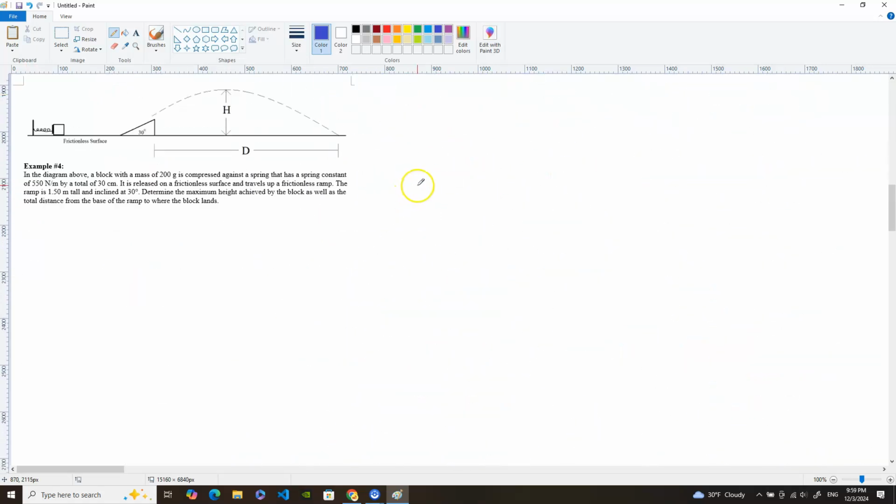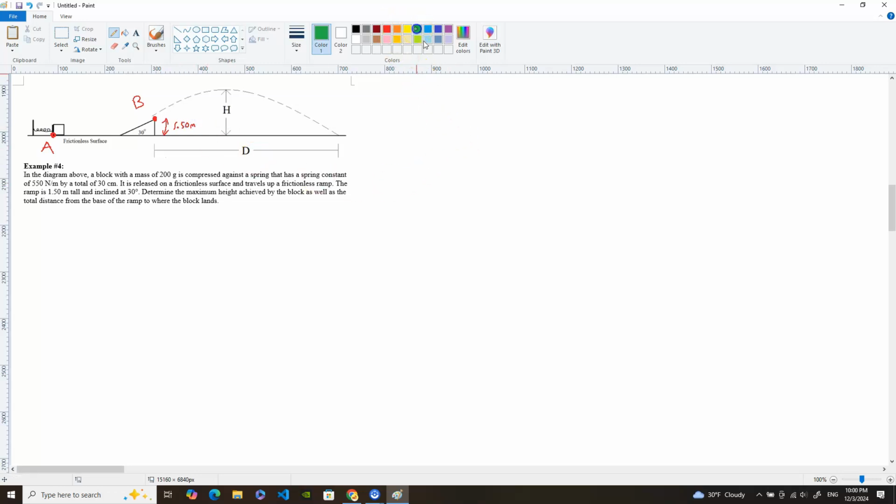Let's move to example 4. This is energy and projectile motion. It wants to know what is D, what is H, and I think that's it. Yep. It's a frictionless surface and a frictionless ramp inclined at 30 degrees. So we're going to focus on the start situation here and the situation in which we leave the ramp. The ramp is 1.5 meters tall.